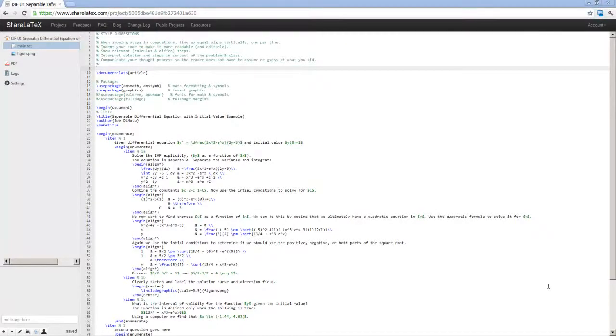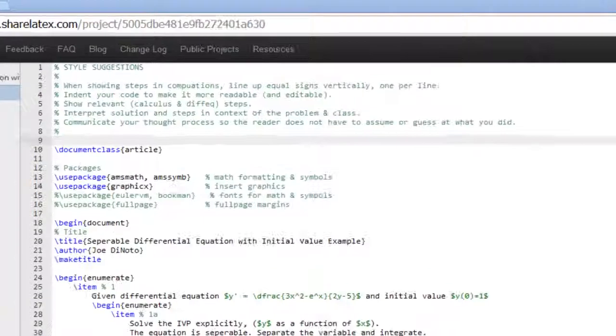In the previous video, I showed you how to solve a pretty basic separable differential equation. In these classes, I really encourage students to use LaTeX to type up their solution. What you're looking at right now is the raw LaTeX code on ShareLaTeX, which is a website that allows you to collaboratively work on these kinds of documents. There are a couple of style suggestions that I want to go over before we talk about the LaTeX-y stuff.